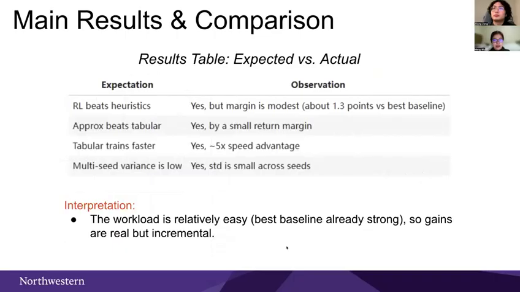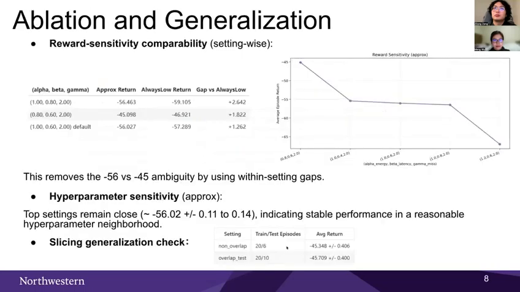And when we look at this results comparison table, we can easily tell that the workload is relatively easy, so gains are real but incremental. To ensure our results are robust, we performed sensitivity tests on the reward weights. We found that no matter how we adjusted the penalty ratios for energy and latency, the RL models consistently stayed above the fixed baseline. They also showed great generalization across different train or test slicing strategies.